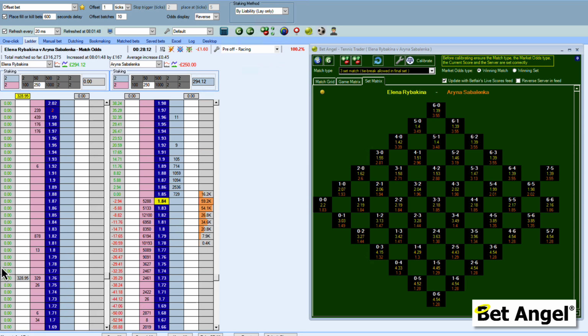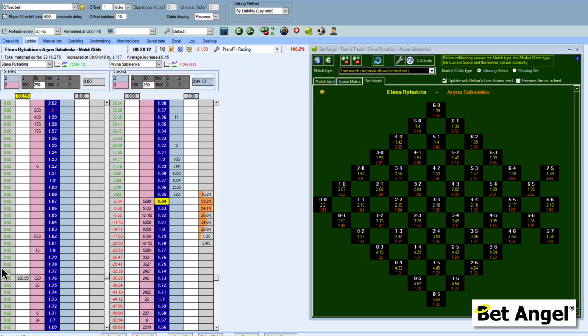We've picked on this match because it's a competitive match. The odds are very, very close together. They're almost at 50-50. And this means that from a trading perspective, when the match gets underway, the odds are going to fly around all over the place. If you do this on a match that's uncompetitive, you're not going to see the same sort of effect.